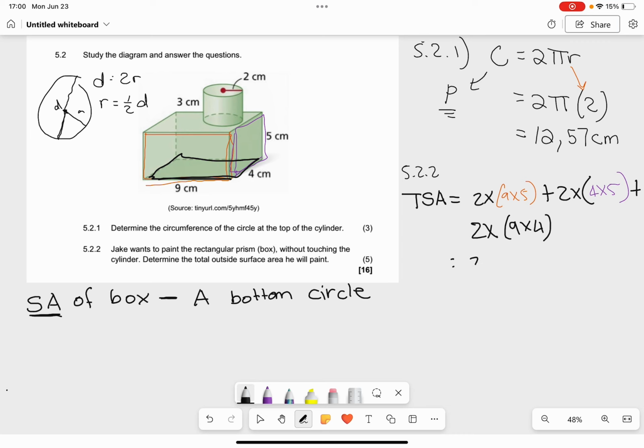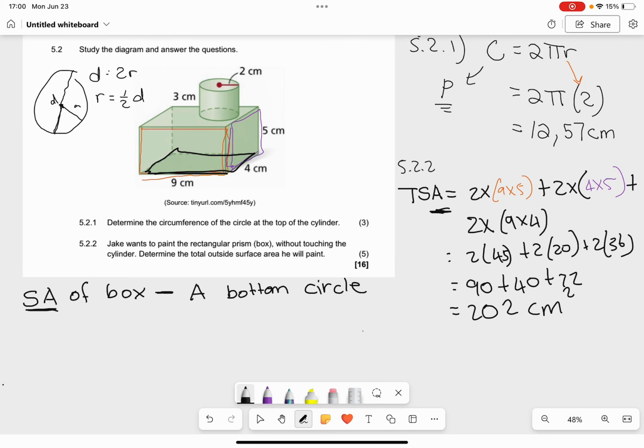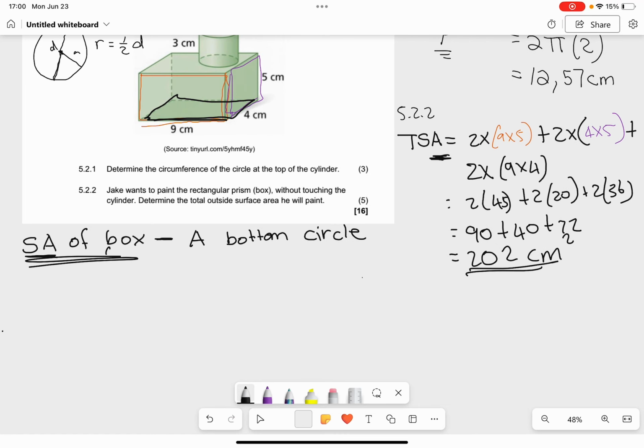So I'm going to say 2 times 45 plus 2 times 20 plus 2 times 36. Sorry, so it'll be 90 plus 40 plus 72. It's going to be 202 centimeters squared. It's area, so it's going to be in centimeters squared. That is the area for the box. Remember, I want to minus the area of the bottom circle, so I need to calculate the area of the circle.